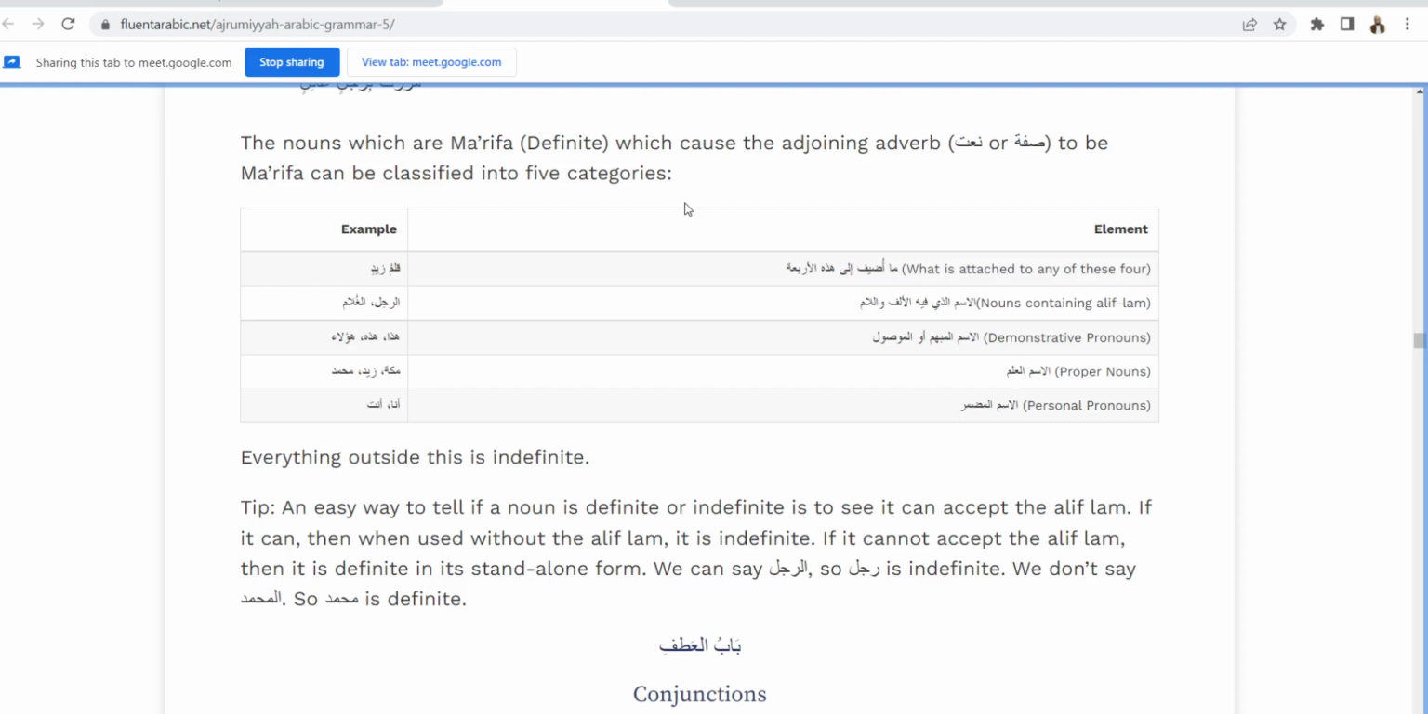قلم زيد، قلم زيد. So if it's been attached, then زيد, it is معرفة. Okay. Number 3, اسم مبهم or موصول. The demonstrative pronouns, like هذا هذه هؤلاء, are defined. Like if I see you and I tell you, this is my friend, هذا صديقي. You know him, this is defined.